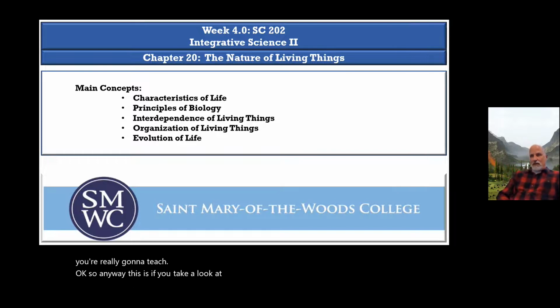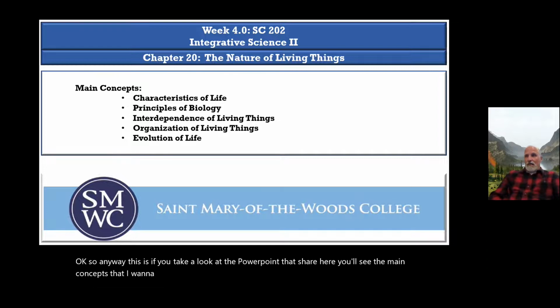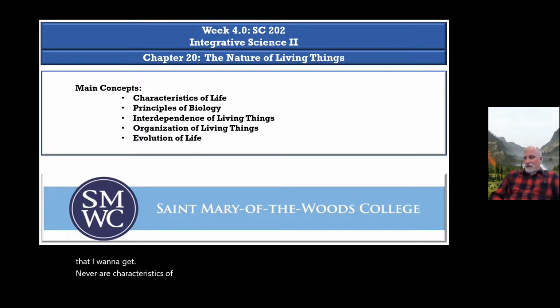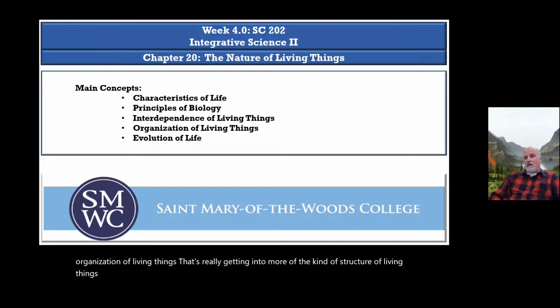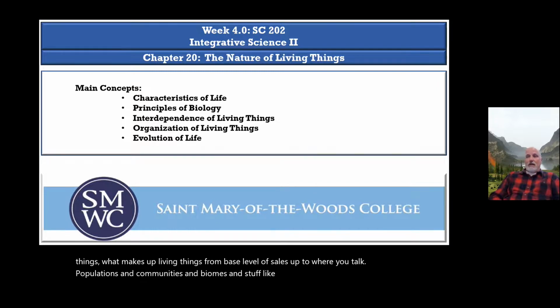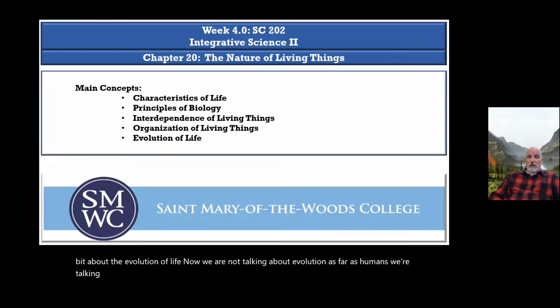If you take a look at the PowerPoint that I'm sharing here, you'll see the main concepts that I want to cover are characteristics of life, just the basic principles of biology. Talk about some interdependence of living things, and that's actually where you're getting into ecology and environmental science. We'll talk just a little bit on the organization of living things, and that's really getting into more the structure of living things, what makes up living things, from base level of cells up to where you talk populations and communities and biomes and stuff like that. And then we talk just a little bit about the evolution of life. Now, we are not talking about evolution as far as humans. We're talking about how animals have changed through time. Okay, so let's go on to the next slide.